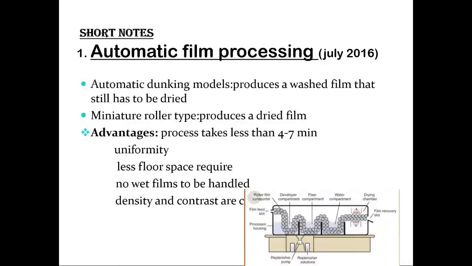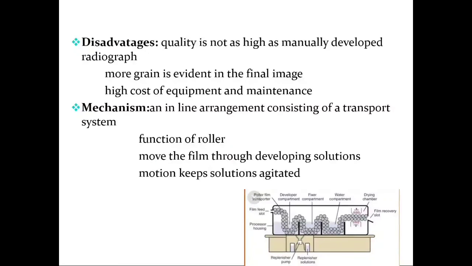The advantages of automatic film processing are that the processing time is found to be 4 to 7 minutes, unlike manual processing, there's uniformity of processing in each solution, and there are no wet films that have to be handled. Density and contrast are found to be consistent, and less floor space is required. The disadvantage is the high cost of equipment and maintenance. The quality is not as high as manually developed radiographs. It can also have a tendency for more grain in the final image.